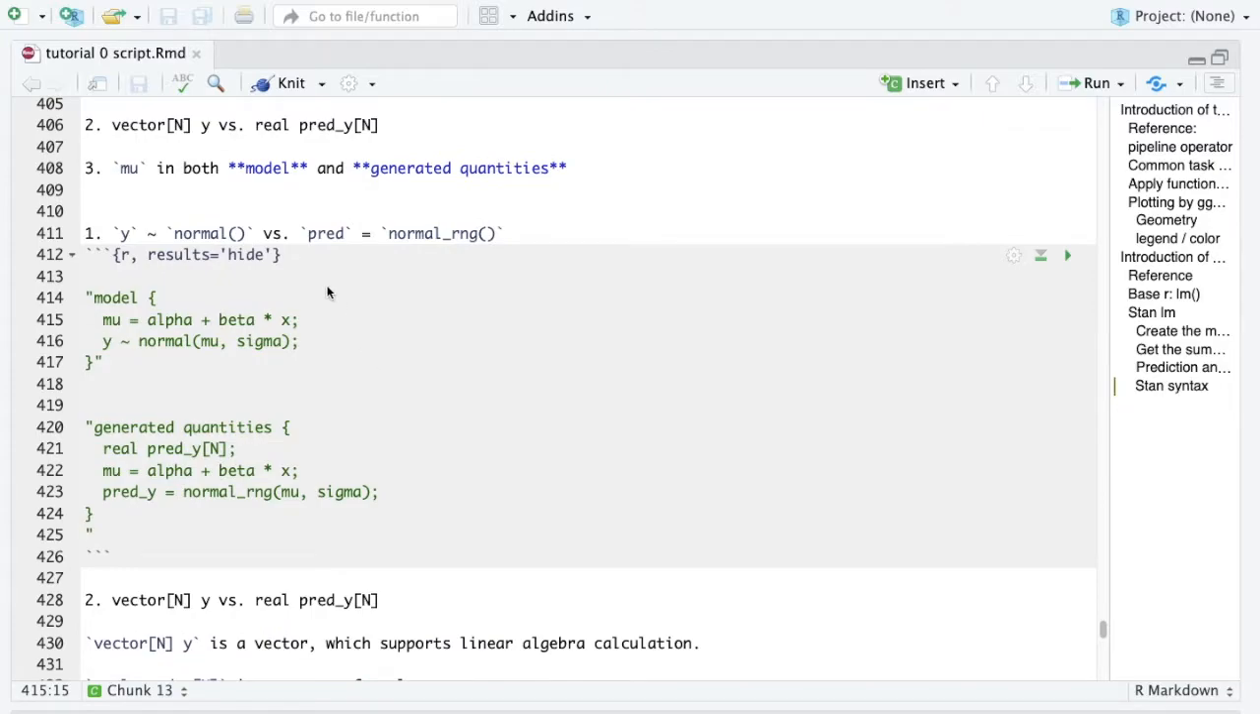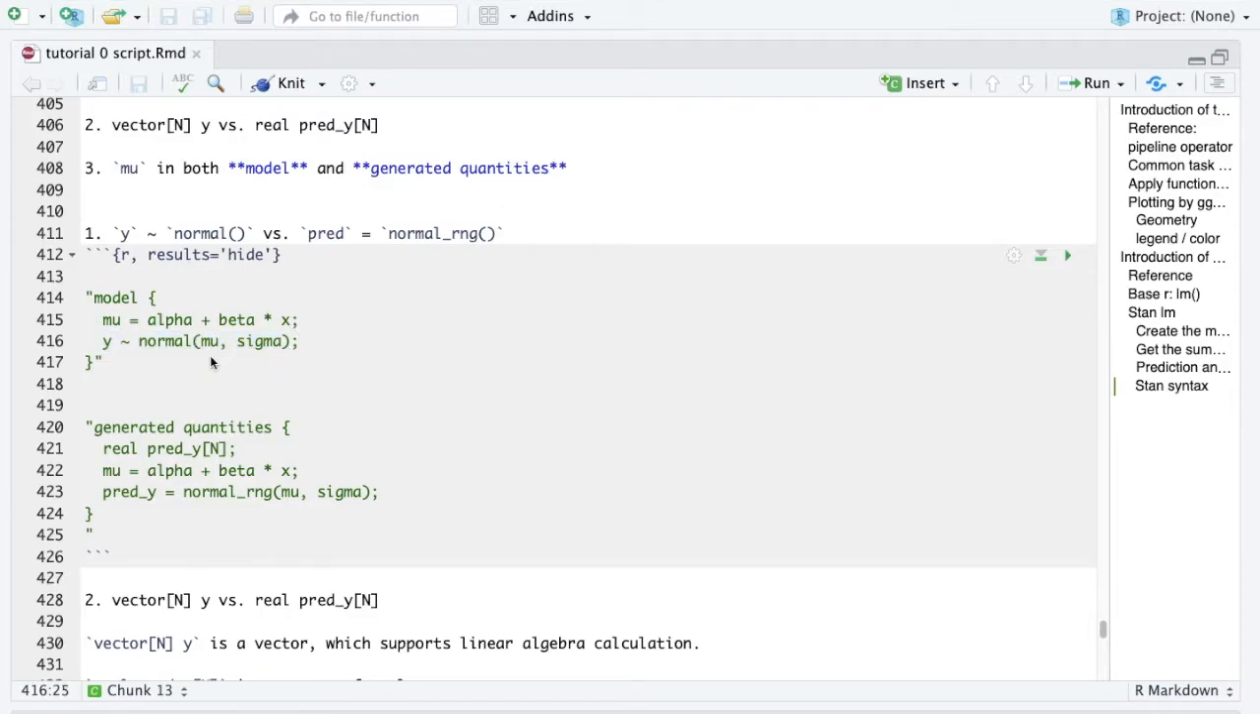Firstly, I will answer tilde normal versus normal RNG. The tilde sign can only be shown in the model block, and the syntax tilde with any distribution is a sampling statement. What is a sampling statement? Basically, a sampling statement tells Stan that this line should be included in the calculation of the likelihood. Stan will find the mu and sigma that can maximize this likelihood function.